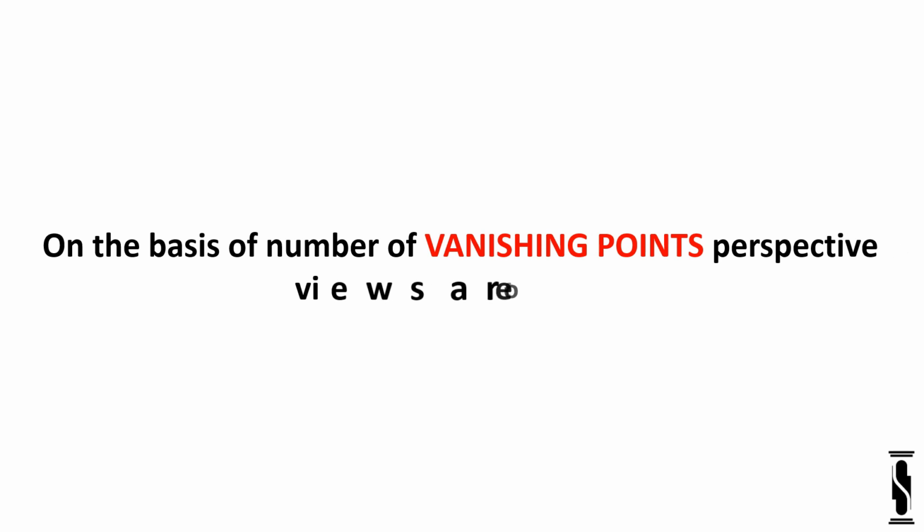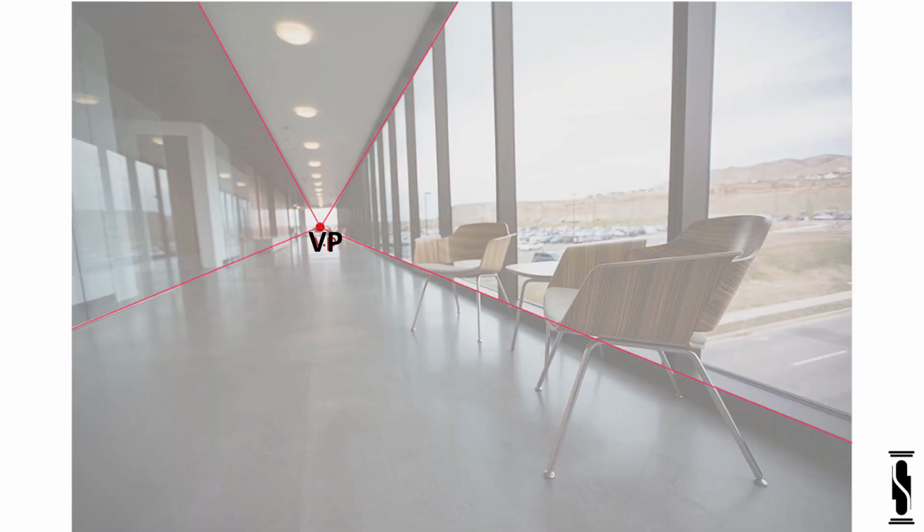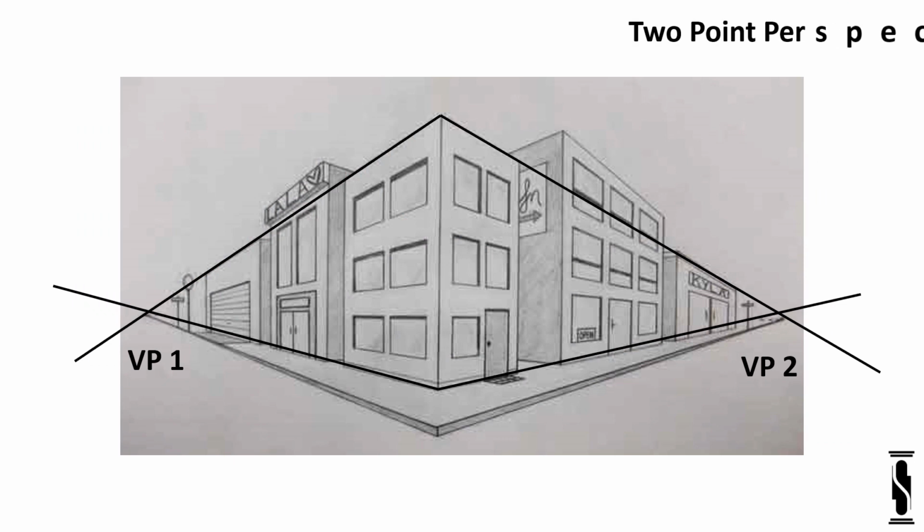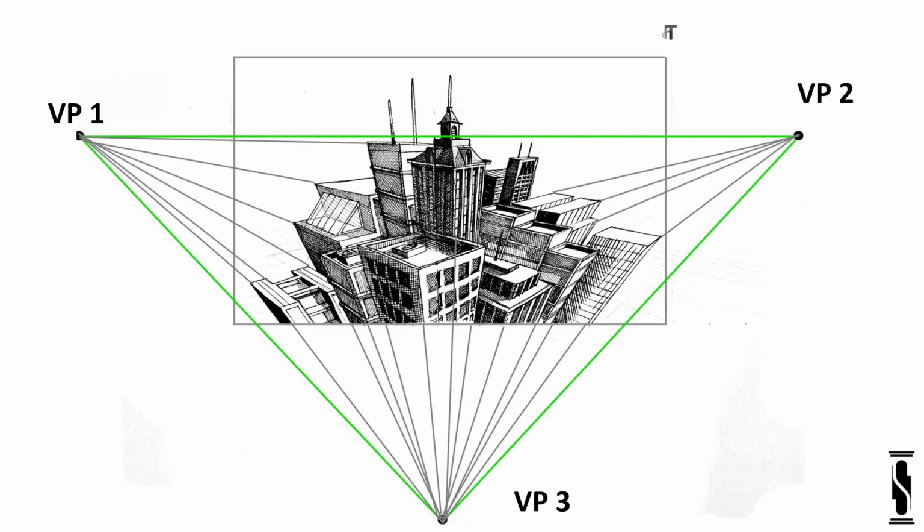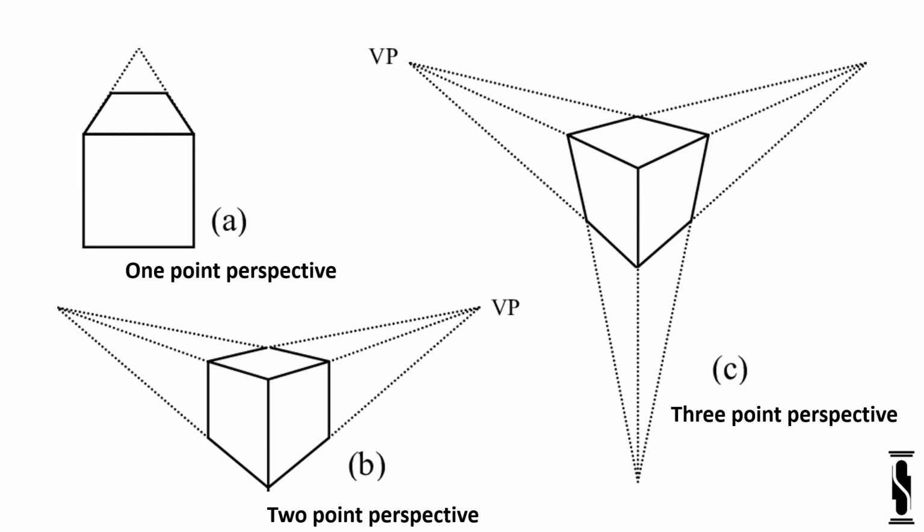So on the basis of the vanishing point, perspective views are of three types. Number 1, 1-point perspective. Number 2, 2-point perspective. And number 3, 3-point perspective. So this is all about the basics of the perspective drawing. I hope it will be helpful to you.